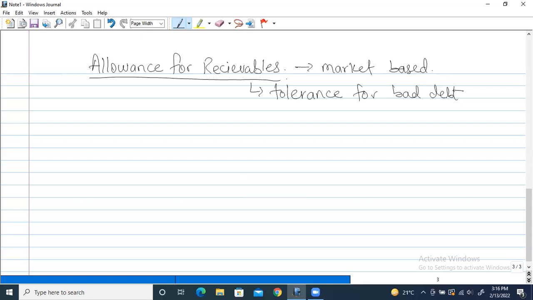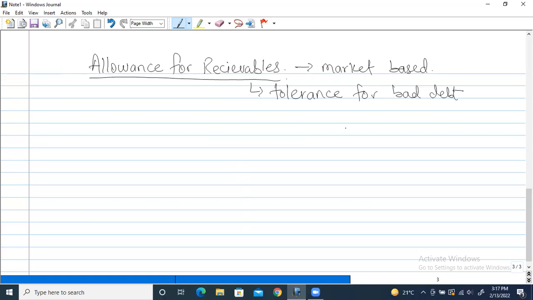According to the market conditions and the industry results, maybe a medicine company operating in the pharmaceutical industry might have a separate kind of allowance made for receivables. Maybe the automotive industry, the car industry, might have a different kind of allowance depending on the transaction frequency and all these things. Maybe a retail industry may have separate allowances, right? So again, they are market based figures.